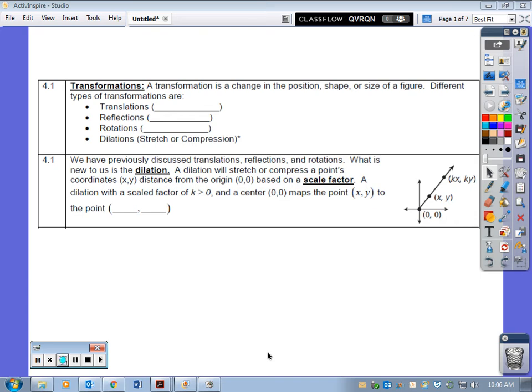Good evening, geometry students. We are going to start on chapter 4 tonight. We're going to talk about some transformations and congruence transformations.